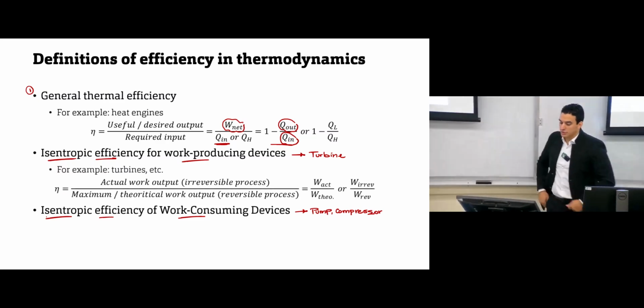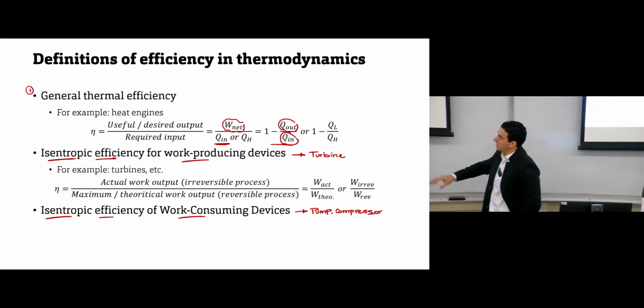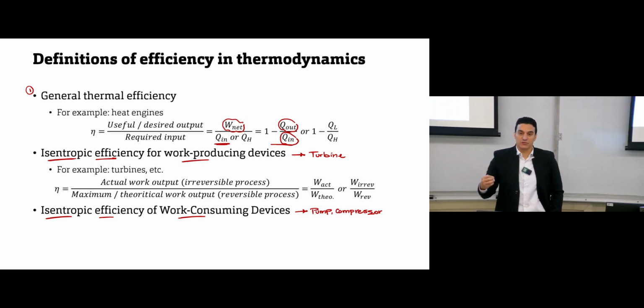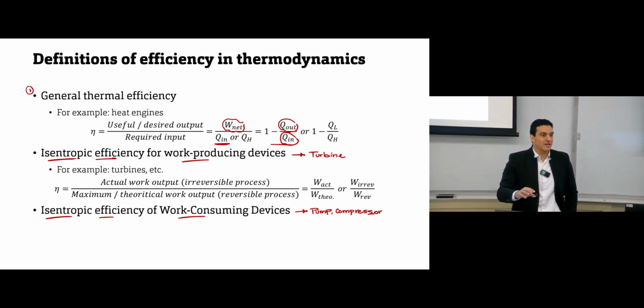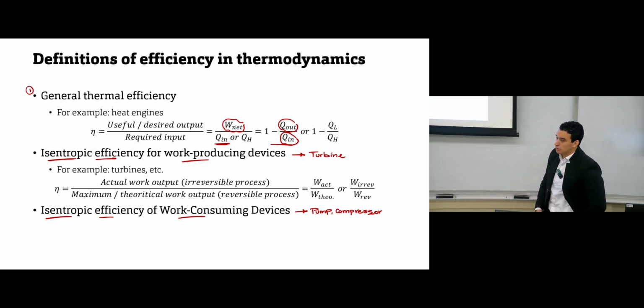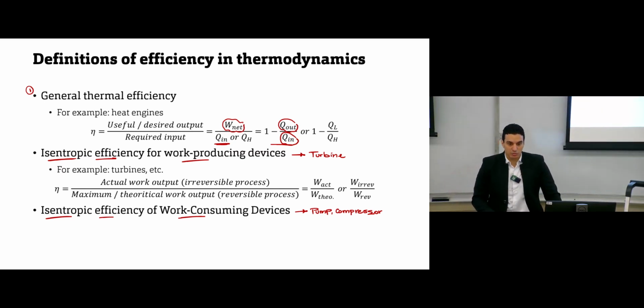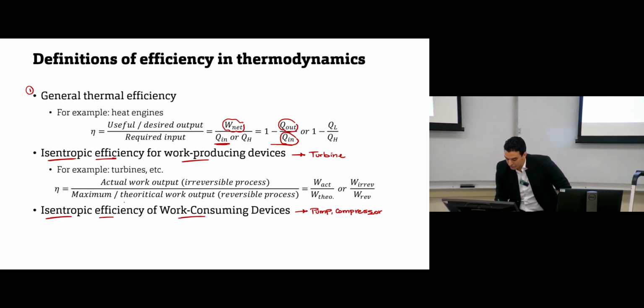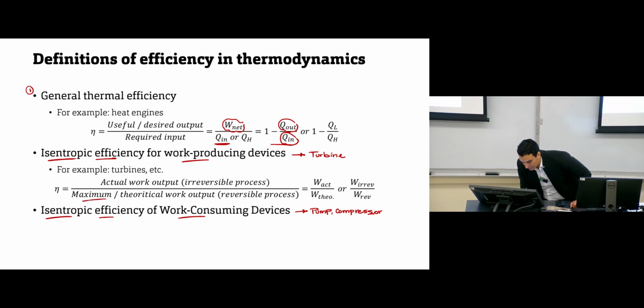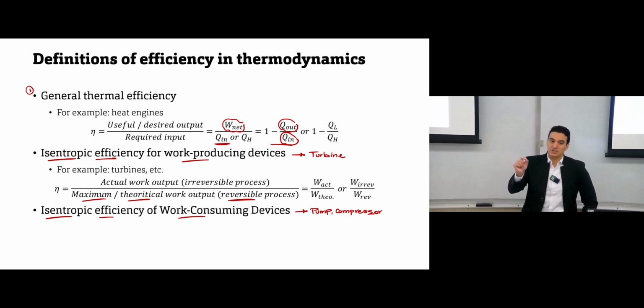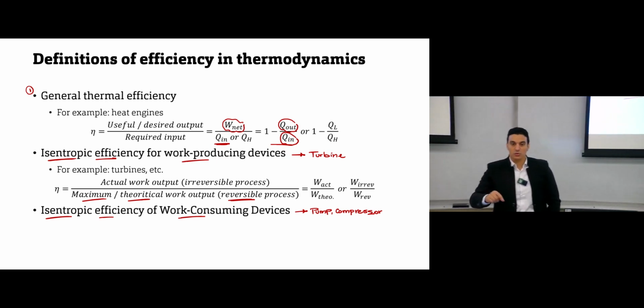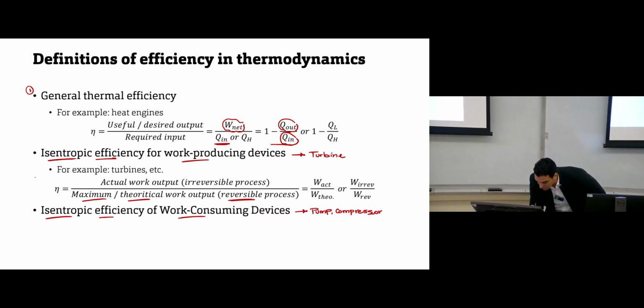So for the turbine, we said the efficiency is the actual amount of work we are obtaining from this turbine, if it operates in an irreversible way, divided by the maximum or theoretical amount of work that you can obtain from this turbine if it operates in a reversible way. So this is called isentropic efficiency because here we are dividing by the maximum or theoretical work if the process is reversible. And the process is reversible if the entropy is constant. And the change of the entropy is zero if the process is isentropic.